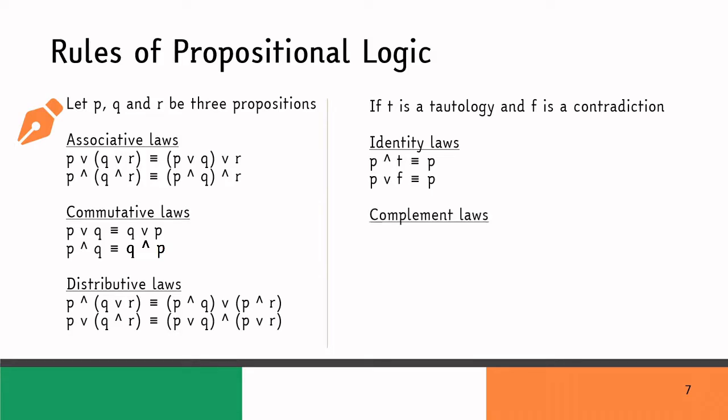The complement law states that P and negation of P equals F, which means it will always be a contradiction. On the other hand, P or negation of P equals T, which means it will always be a tautology. All these laws would help you solve propositional logic problems, and they are generally used to convert complex logic into simpler forms. With that, I conclude propositional logic.